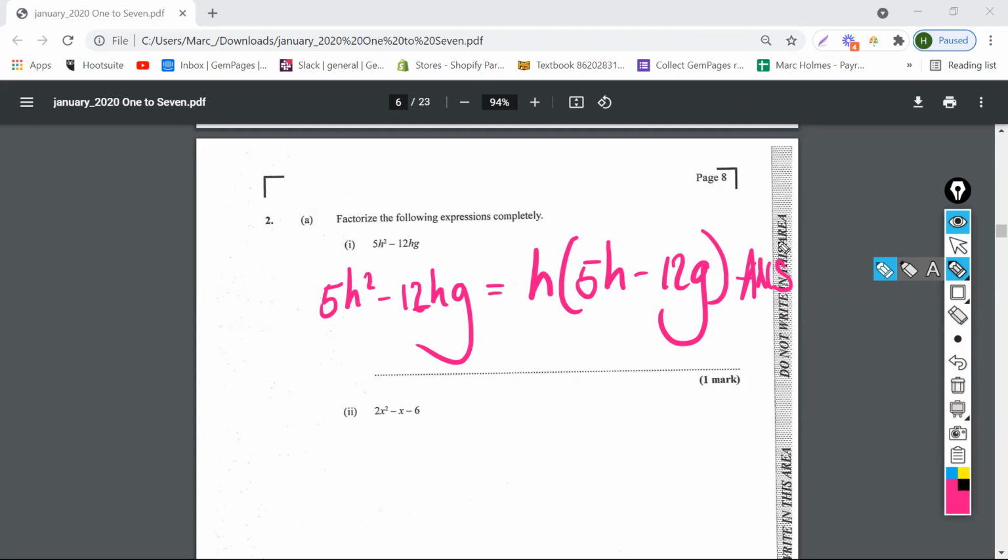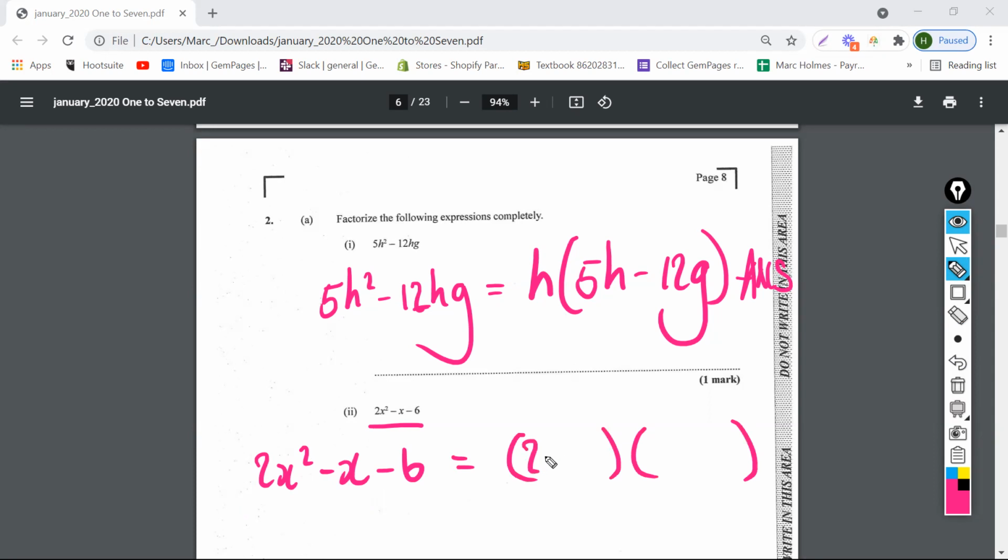Cool. So let's look at the next one now, the second one here: 2x squared minus x minus 6. How do we solve this, guys? One thing's for sure, we're going to have 2 brackets. There's going to be a 2x in one and an x in another. Why? 2x times x is what gives me the 2x squared. Cool. Make sense?